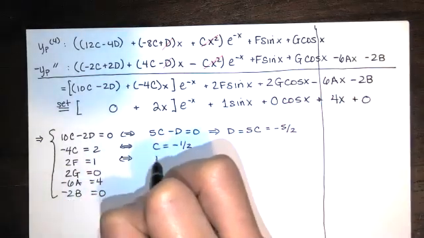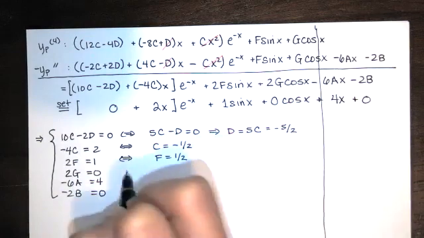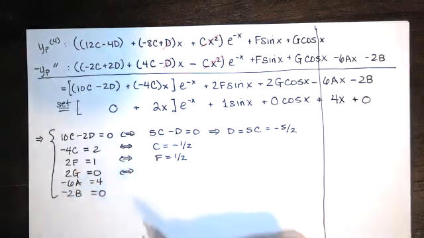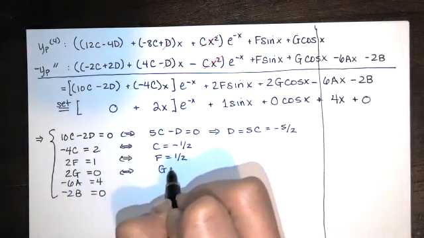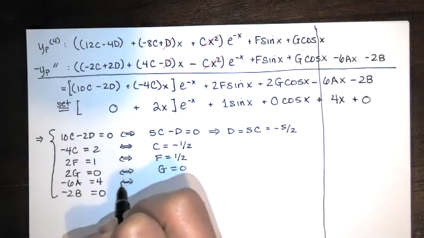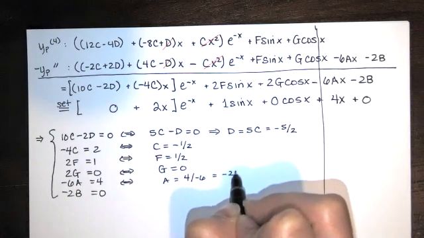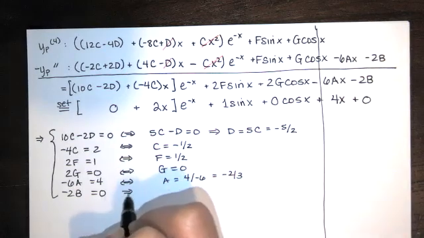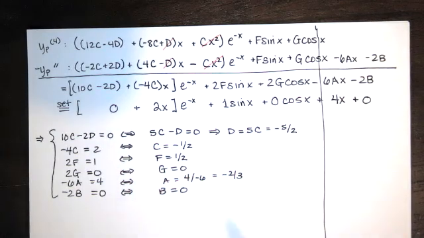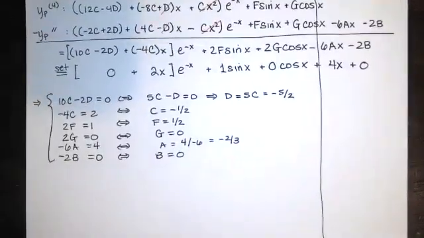Okay, over here, f is 1/2. The only way that 2 times g equals 0 is if g equals 0. Here we have a equals 4 divided by -6, or -2/3. And lastly, we get b equals 0. Whew, that's a lot, but it was actually really easy to solve.